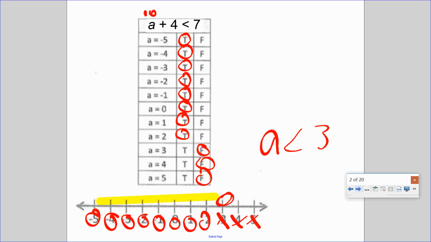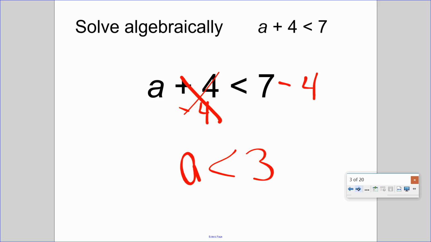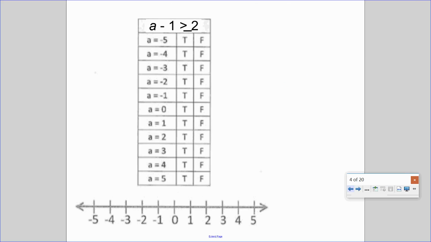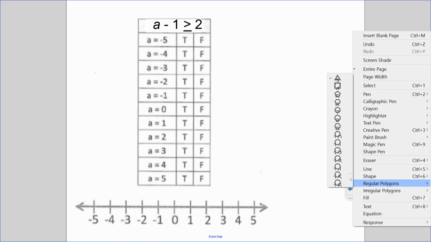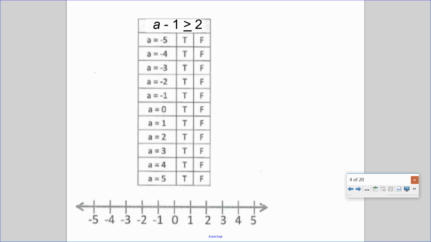All right, next one. Here's another table. Yes, we are going to go through each one. So a number A minus 1 has to be greater than or equal to 2. So let's see which one makes sense here. -5 minus 1 is -6. That is not greater than 2. That's false. Negative 4 minus 1 is negative 5. Nope, not greater than 2. Negative 3 minus 1 is negative 4.